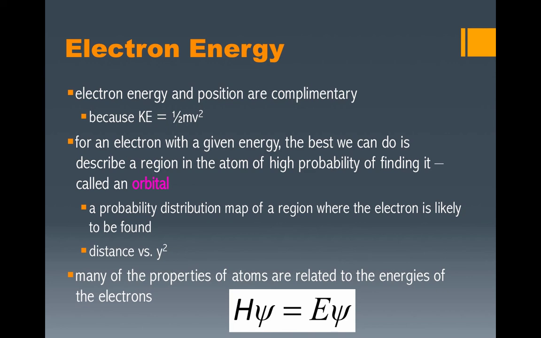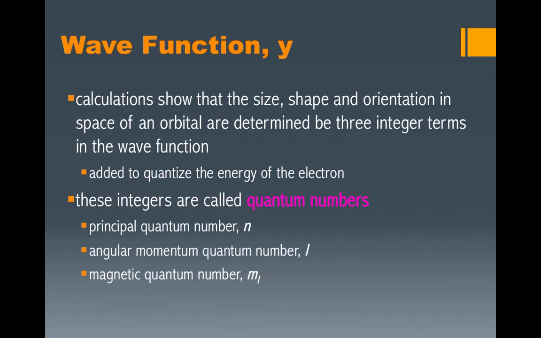Electron energy and position are complementary. So for an electron with a given energy, the best we can do is describe a region of high probability of finding that electron, and that's what the quantum mechanical model defines an orbital to be. It is a probable location of finding an electron. Remember, it's not the specific electron. It is not electron 1-A. It is any electron. A probability distribution map of a region where the electron is likely to be found is another way of thinking of an orbital.